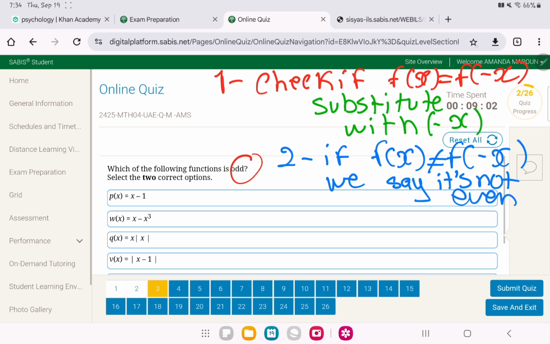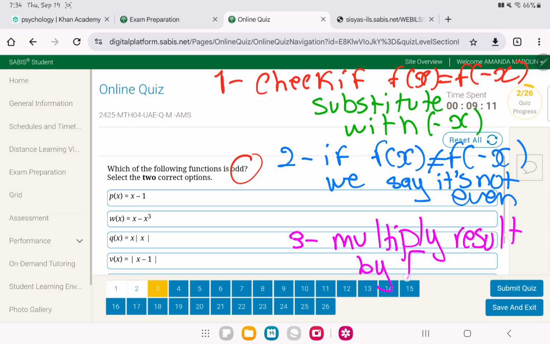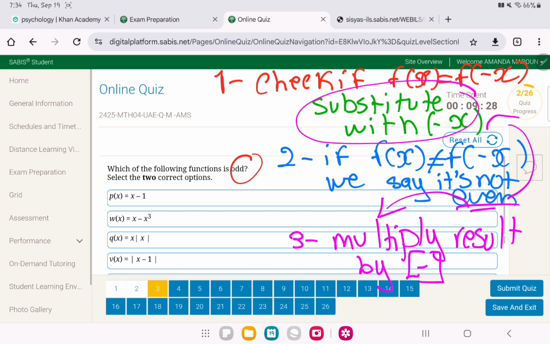Then the third step, we multiply the result by minus. So first, what do we do? We check if f(x) is equal to f(-x), or we substitute with -x. Then we see if f(x) is different than f(-x), then we say it's not even, and we proceed to step 3. If it is even, we don't proceed, okay? So if it's not even, we proceed to step 3, and then we multiply the result by minus.